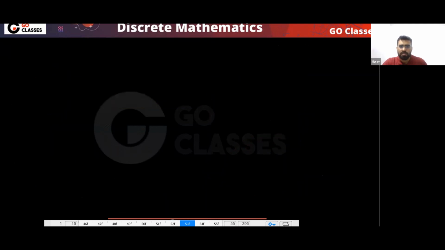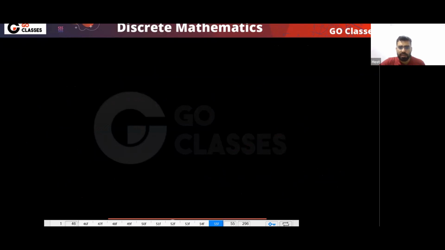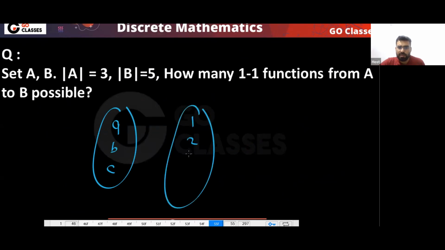Anyway, let's see this question. What will be the answer? You have set A and set B. Cardinality of A is 3, cardinality of B is 5. How many one-to-one functions from A to B are there? So in A you have 3 elements, in B you have 5 elements, and you want to create a one-to-one function.